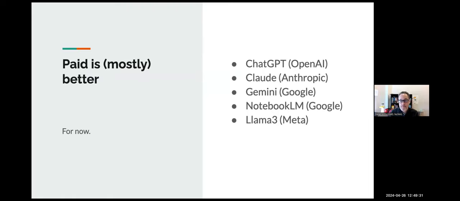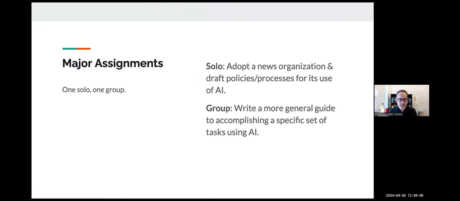Among the open source models that you can run on your own computer, depending on how fast your computer is, Meta's Llama 3 has been pretty good for now. For now, it's mostly paid services that are really good, but I suspect that will change as well.